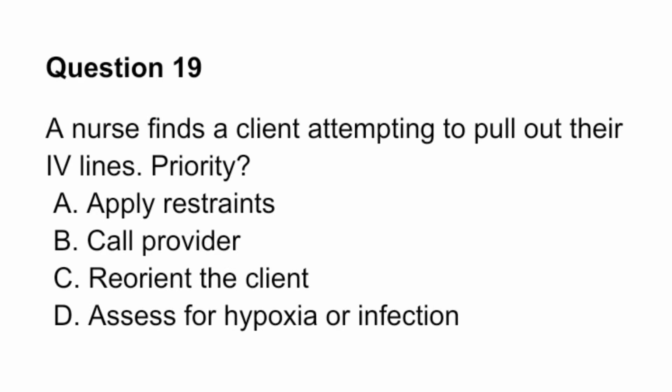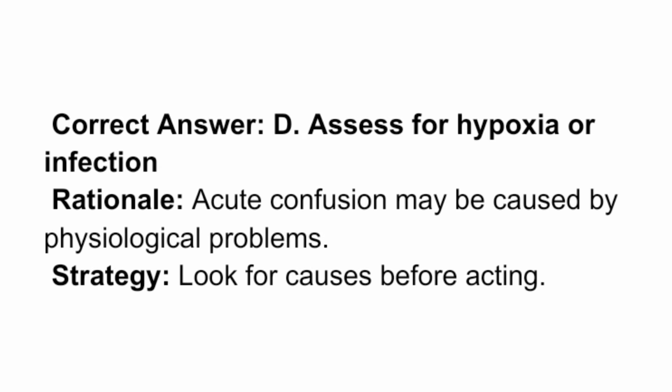Question 19. A nurse finds a client attempting to pull out their IV lines. Priority? A. Apply restraints. B. Call provider. C. Reorient the client. D. Assess for hypoxia or infection. Correct answer, D. Assess for hypoxia or infection. Rationale: acute confusion may be caused by physiological problems. Strategy: look for causes before acting.